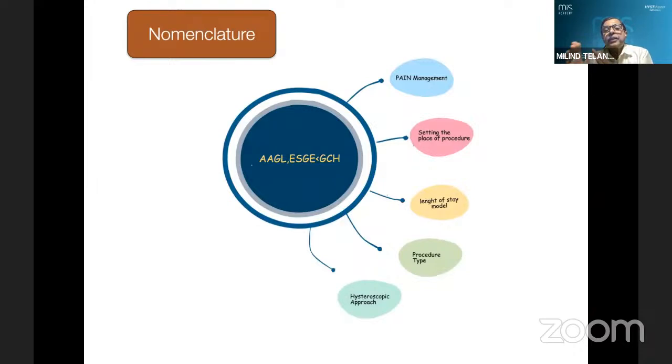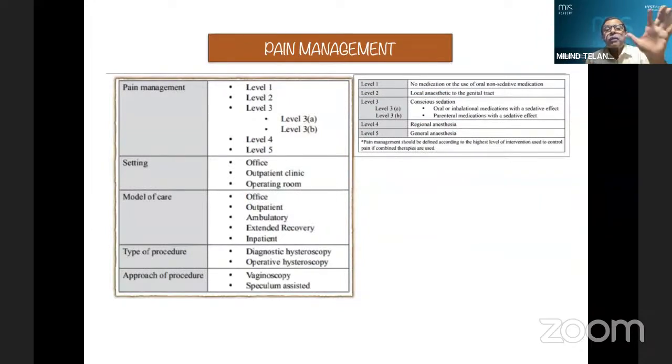That is, how do you manage pain? Which place do you do the procedure? The length of the stay of the patient, the type of procedure, diagnostic or operative, and whether the hysteroscopic approach is vaginoscopic or by putting in a speculum. So they got these frequent questions answered and tabulated a nomenclature by which, though it is very difficult, if you go by pain management, it is level 1, level 2, level 3. Again, level 3 is converted to A and B, depending upon whether you're giving oral medications or sedatives, or you're giving parenteral. Then regional anesthesia is level 4, and general anesthesia follows.